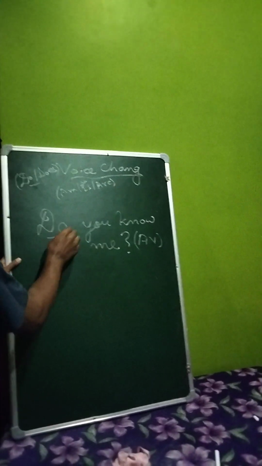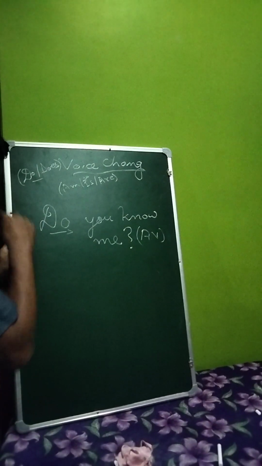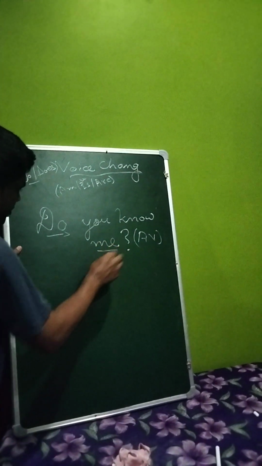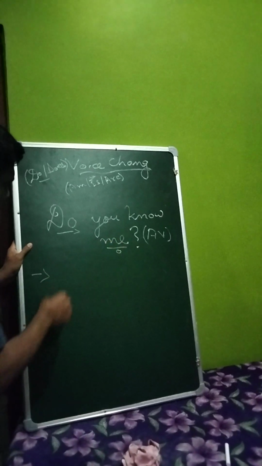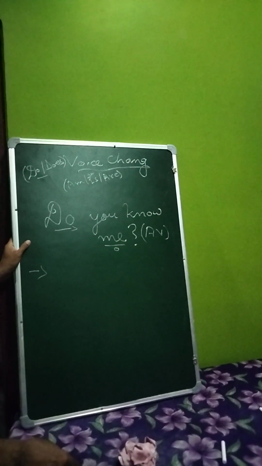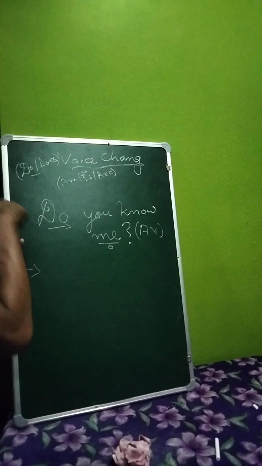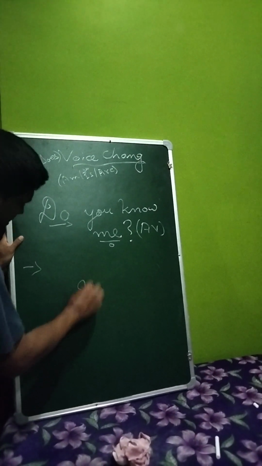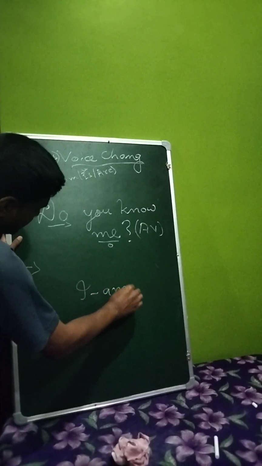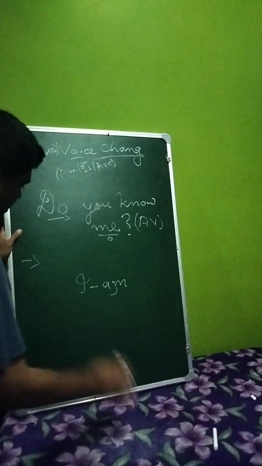It started with this auxiliary verb, be verb. Do you know me? Now we have to find out the object here. Object is me. Now me is the object, as objective form can't be used, so its subjective form is I. So with I, what is used? Am is used. With I, we use am, and this am we have to bring first, as it is an interrogative sentence.